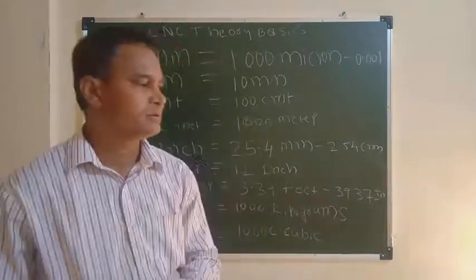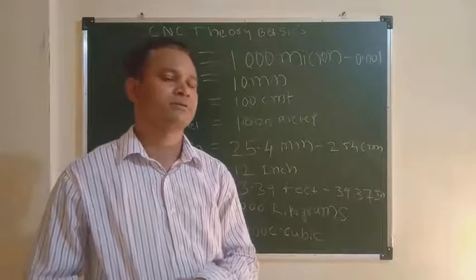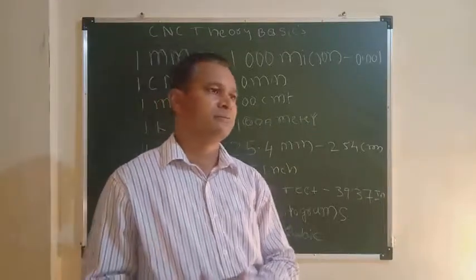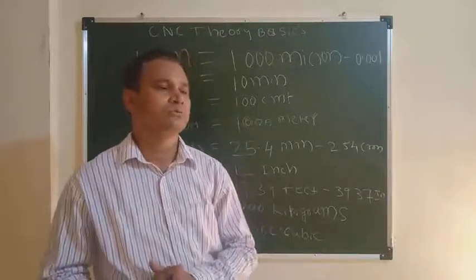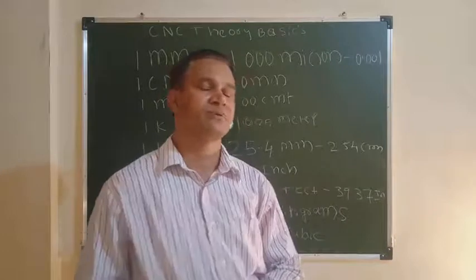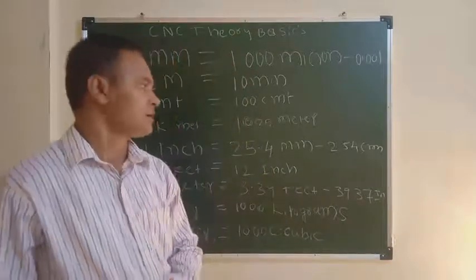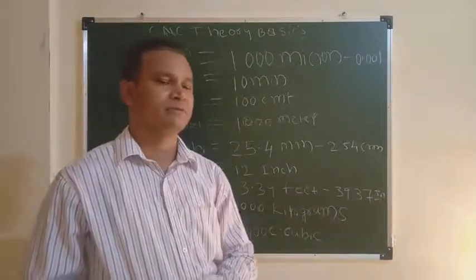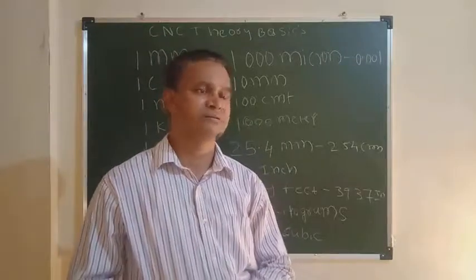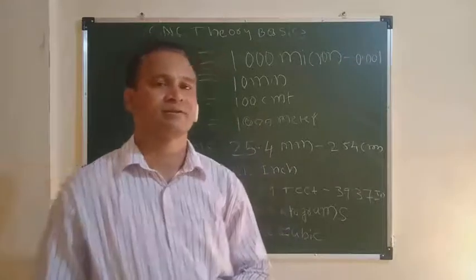Next, 1 foot is equal to 12 inches, and 1 meter is equal to about 3.28 feet. Feet are used for civil works and architecture works.